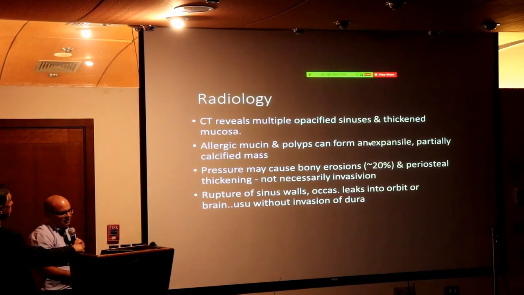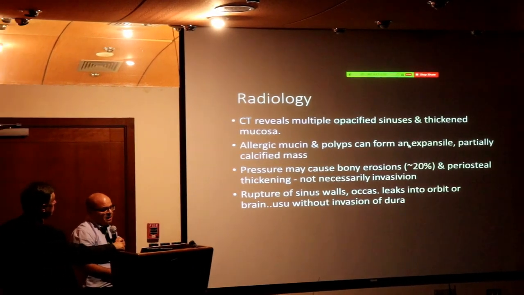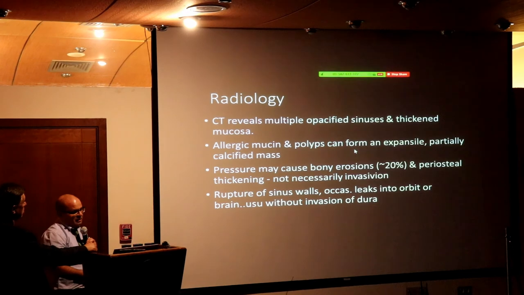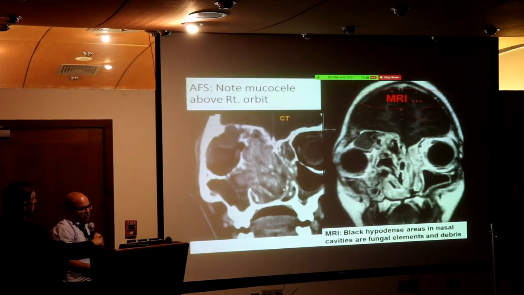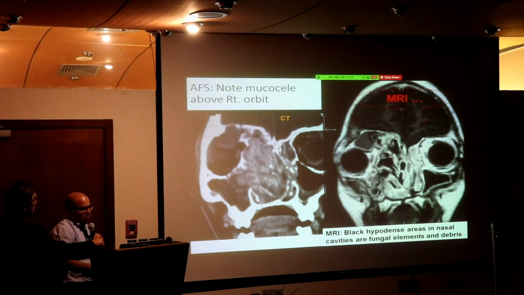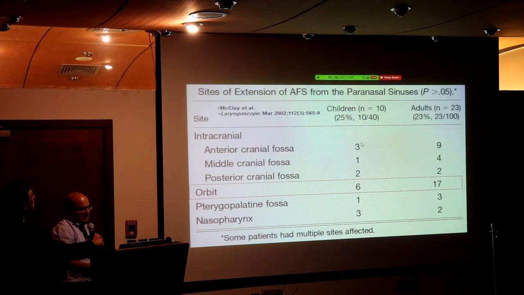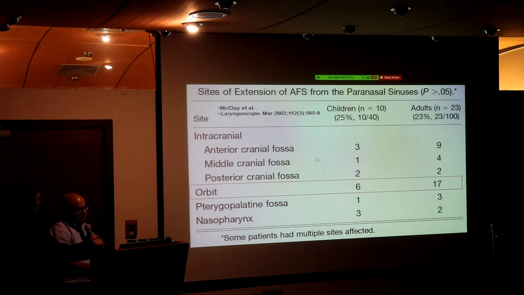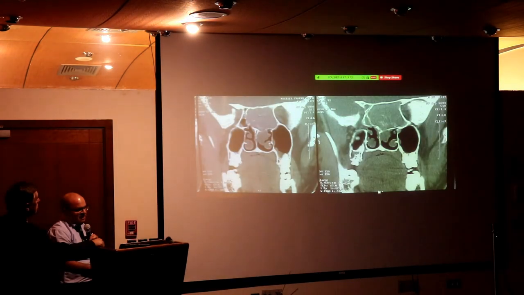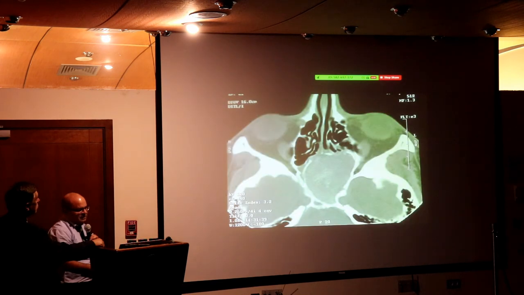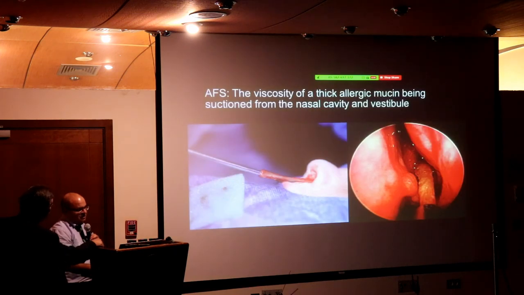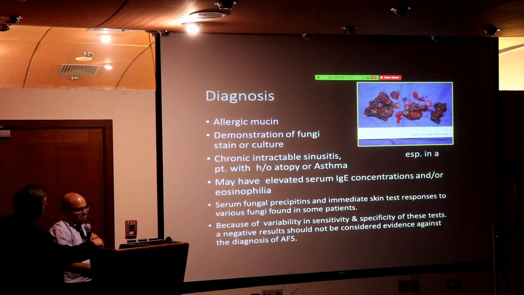fungal sinusitis. Radiology reveals a mucocele pattern, polyps, and appearances quite similar to infection, but not as invasive. So this huge mass of allergic mucin was causing pressure, and there's a mucocele up here in the white frontal sinus. Extensions may go up into the anterior cranial fossa, the middle cranial fossa, and the posterior cranial fossa, but the orbit seems to be a favorite. And here's another example of allergic fungal sinusitis. A huge mass causing mass effect, even cranial nerve palsies. The viscosity is a thick allergic mucin, and that's what you get.